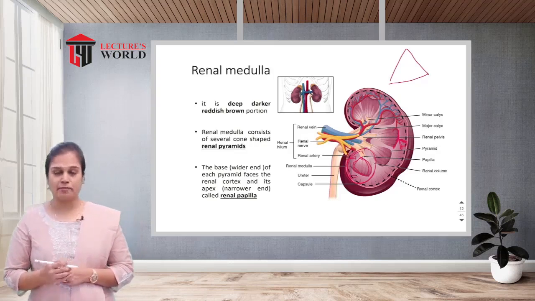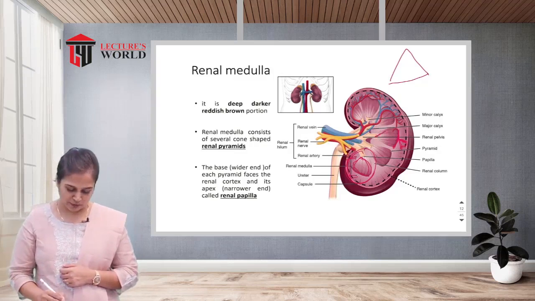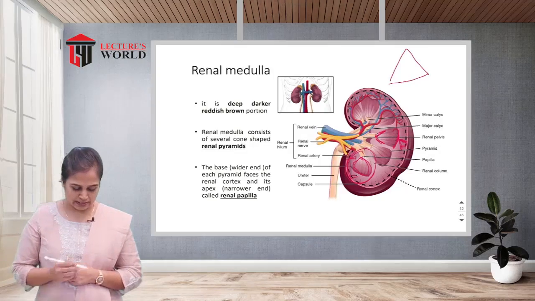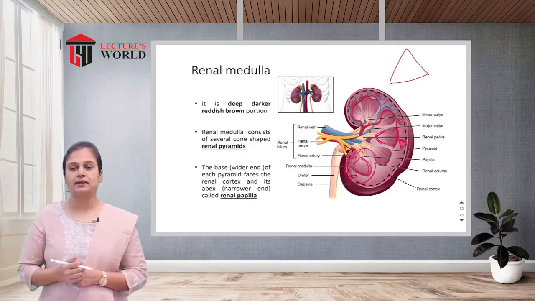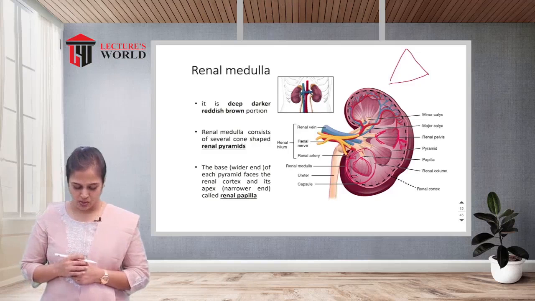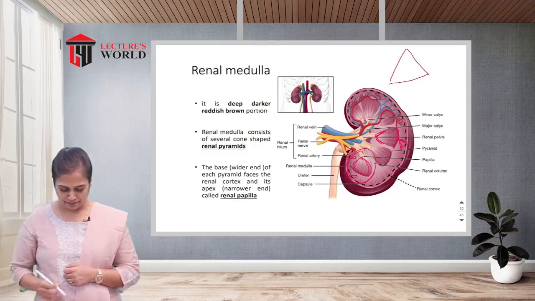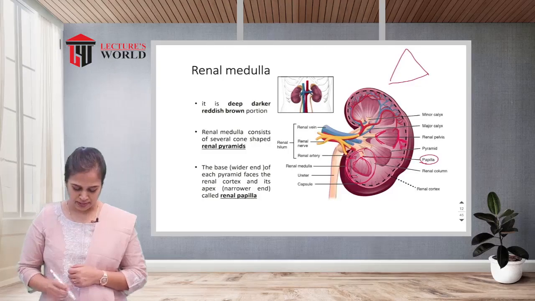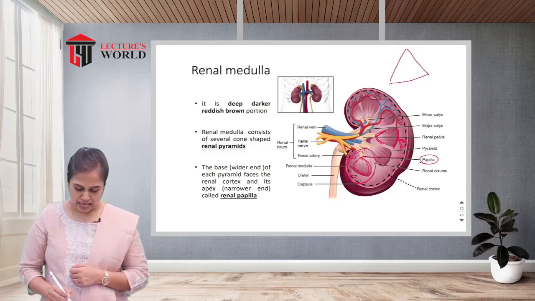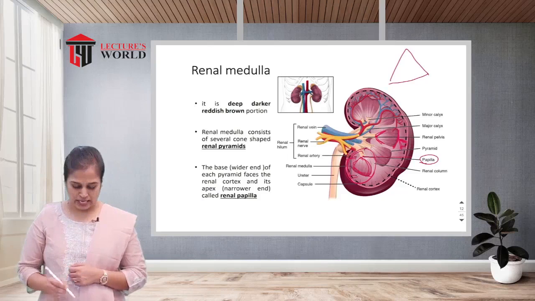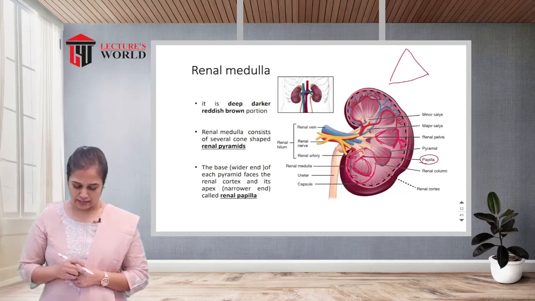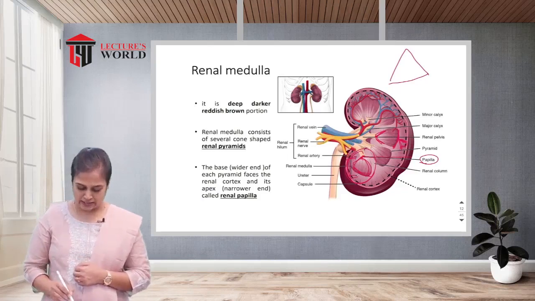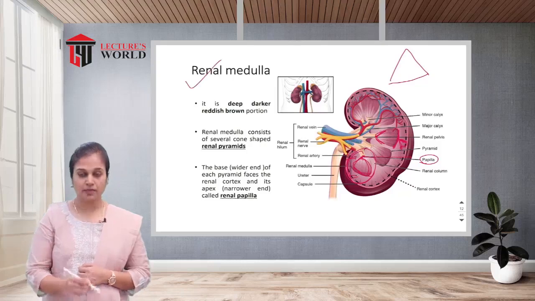And this is the apex, the narrower portion. This narrower end is called the renal papilla. You can see in the image, this is the renal papilla. This is the base, the wider one, and this is the narrow one, called the papilla. And this is called the renal medulla.